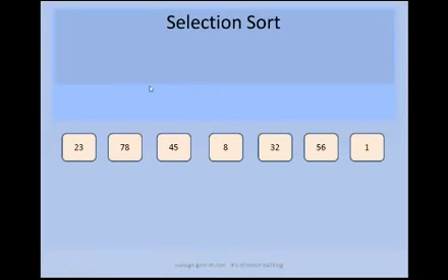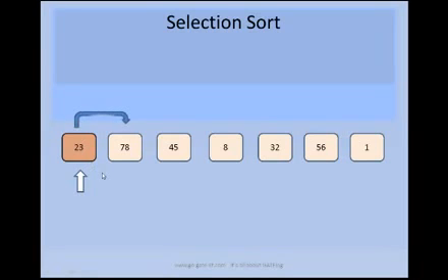To make the selection sort algorithm work properly, we need a pointer which holds the minimum element in every iteration. We will start with the initial element, which is 23, the minimum element for the first case. Proceeding further, we will compare 23 with 78, 45, 8, 32, 56 and 1 until we find the next smallest element which is less than 23.